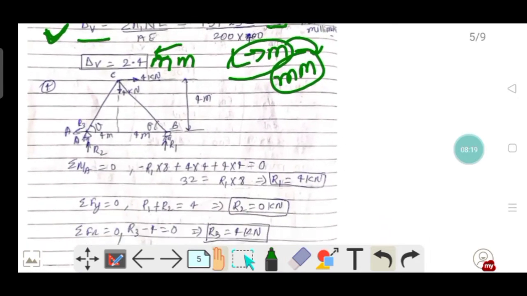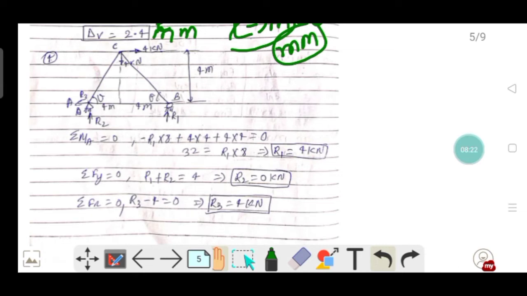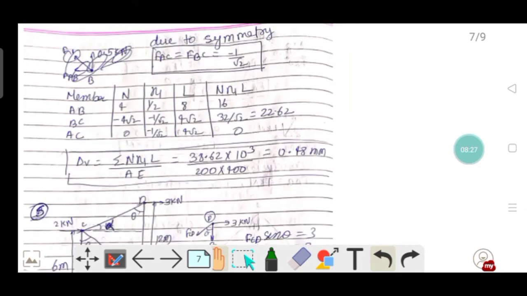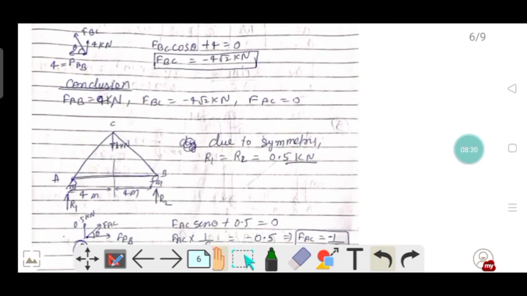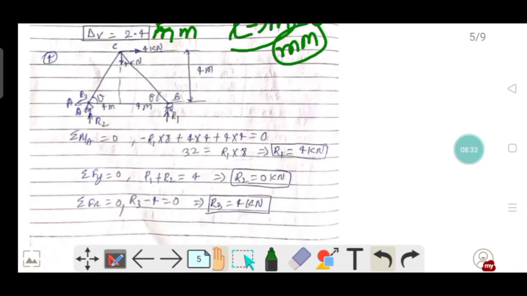Now moving to question number 4. In this question we have to find the deflection at point C. So what are the steps involved to find the deflection at point C? First we have to find the member force due to external load, and then apply unit load after removing all the external load, and calculate the member force due to that unit load at C.